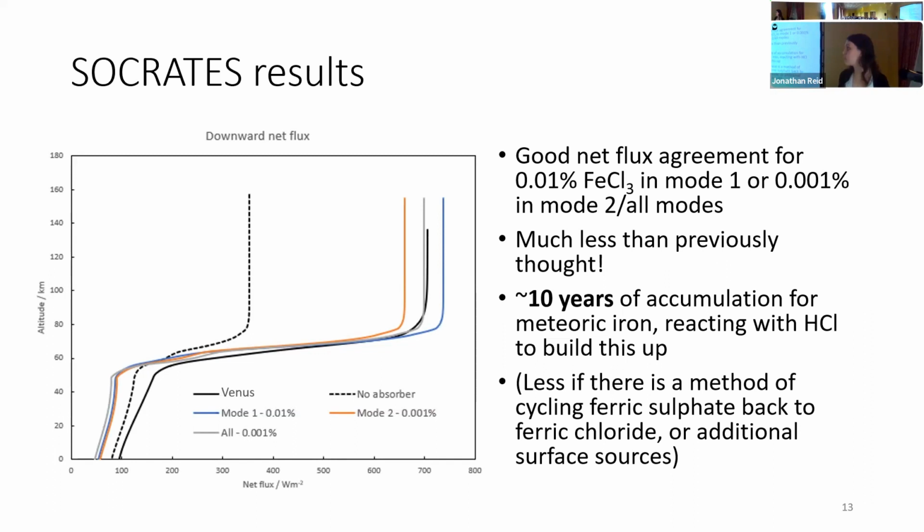And interestingly, while for mode 1, we do see again 0.01%, for mode 2 or for all 3 modes, it's more like 0.001%. That's way better than previous stuff has led us to believe, and that's only actually about 10 years of meteoric accumulation. Vertical transport on Venus is very slow, so this is by no means unreasonable. If there's also some emission from the surface, or there's a way of cycling ferric sulfate back to ferric chloride, it could be even less, which is very, very exciting.